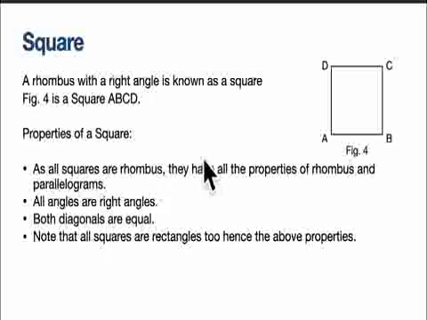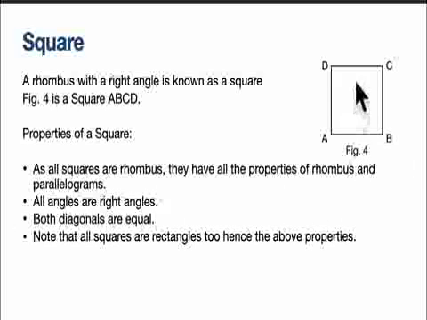Then we have the square. A square is a rhombus with a right angle. A square is just a rhombus with a right angle. So all the sides are equal and the angle is a right angle. So if any angle is a right angle, then all angles will be right angles. We know that. So as all squares are rhombuses, they have all the properties of a rhombus and a parallelogram.